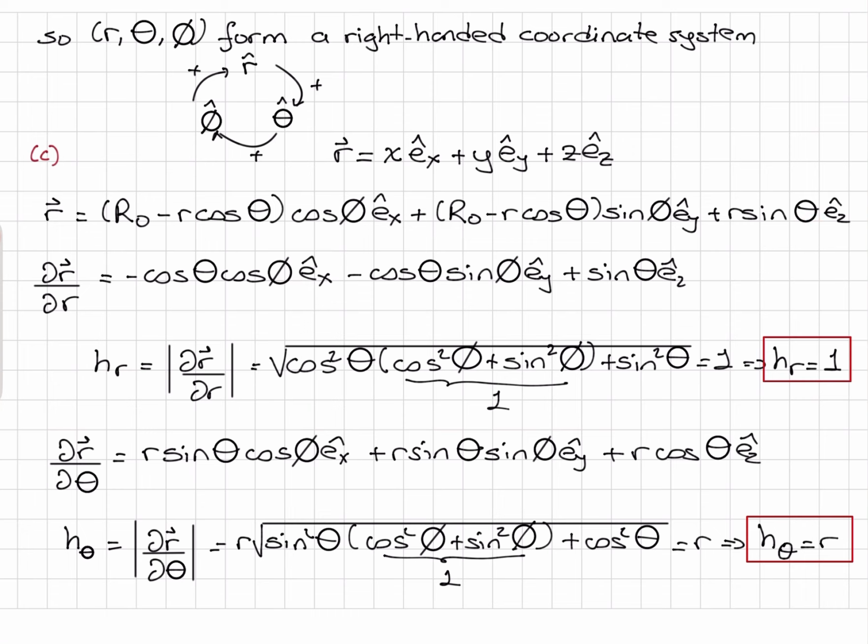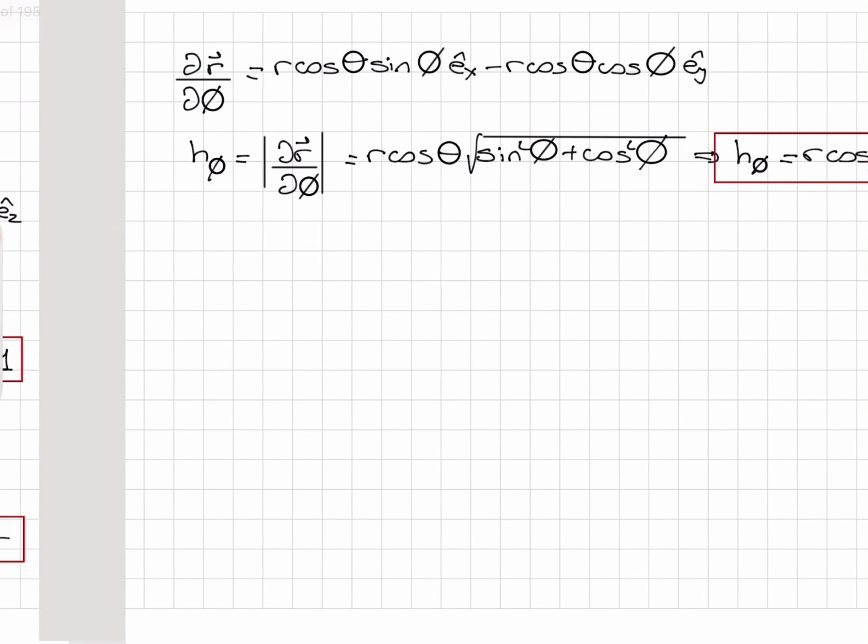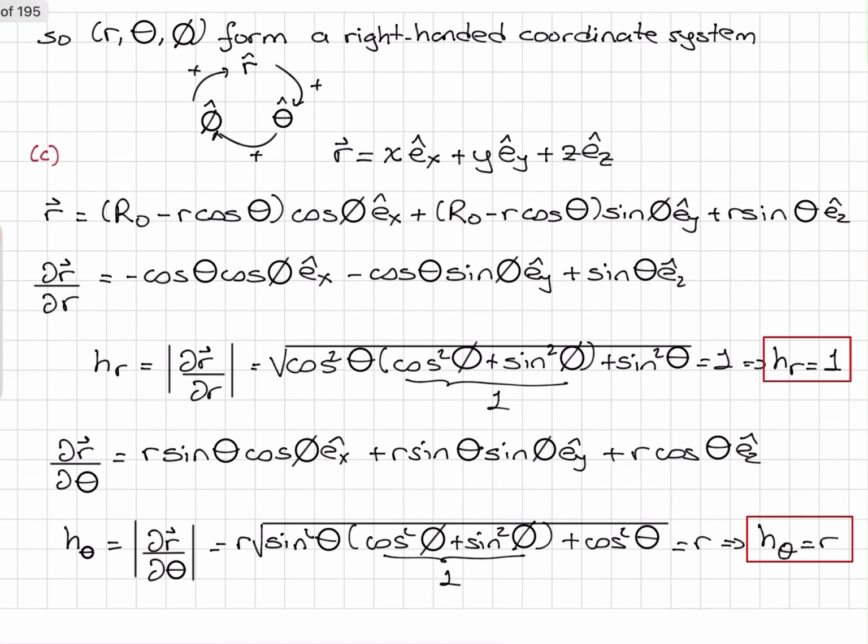Derivative of sine is cosine. And derivative with respect to phi gives me plus r cosine theta sine phi ex hat and minus r cosine theta cosine phi ey hat. There is no phi on this term. Okay, and then we take the magnitudes. Square root of x component squared plus y component squared plus z component squared.